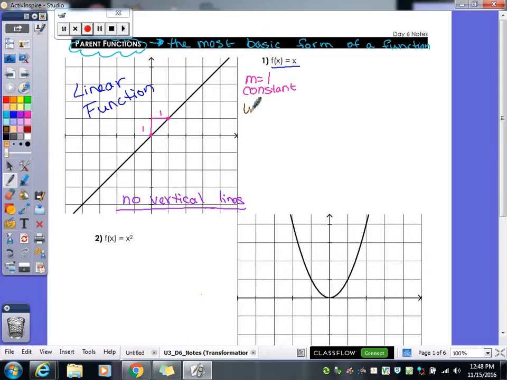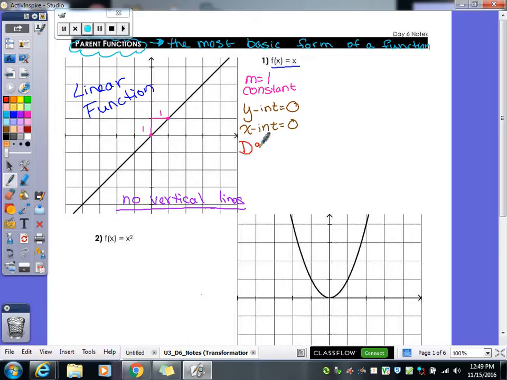What would be our y-intercept? 0. How about our x-intercept? That would also be 0. Our x and y-intercept are both at the origin. Again, because it's our parent function, that's where it is. We take our graph, we move it, it's not always going to be there.